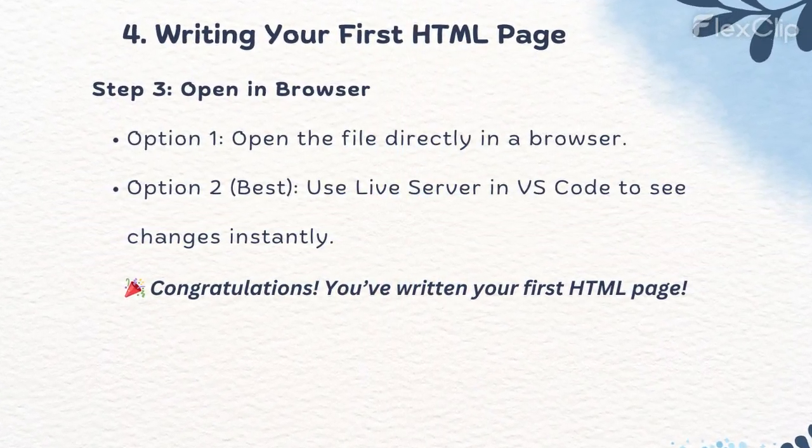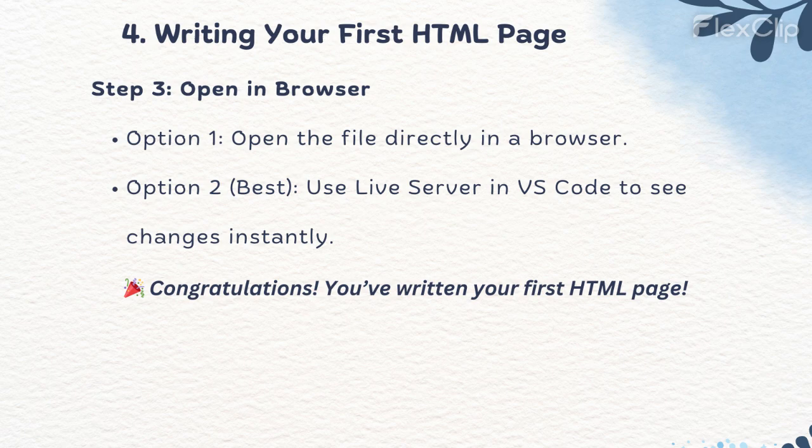Step 3. Open in browser. Option 1. Open the file directly in a browser. Or option 2, the best: use Live Server in VS Code to see changes instantly. Congratulations. You have written your first HTML page.